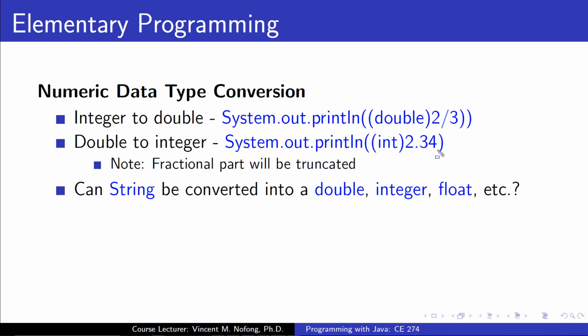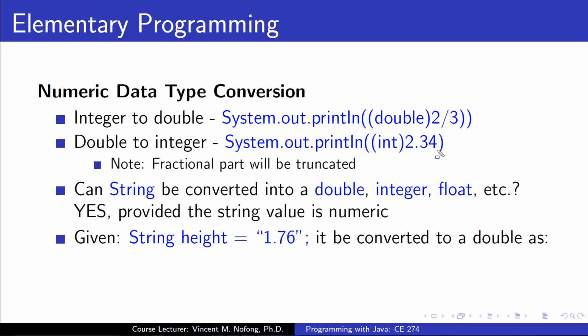So can we convert a string into a numeric data type? Yes, we can do that, provided the string has a numeric value. For example, we have the height, which is declared as a string and is assigned the value 1.76. This value 1.76 is a floating point, but in this case, it becomes a string assigned to the string variable height. That notwithstanding, we will be able to convert this value into a double.